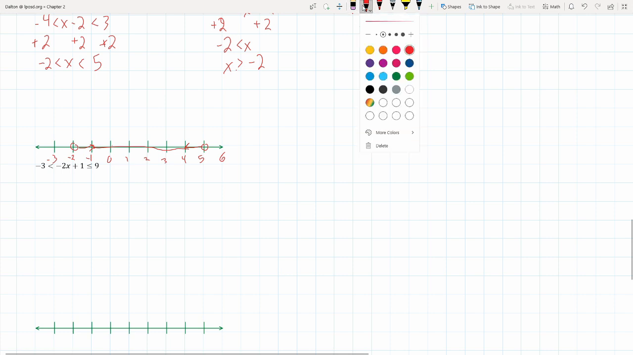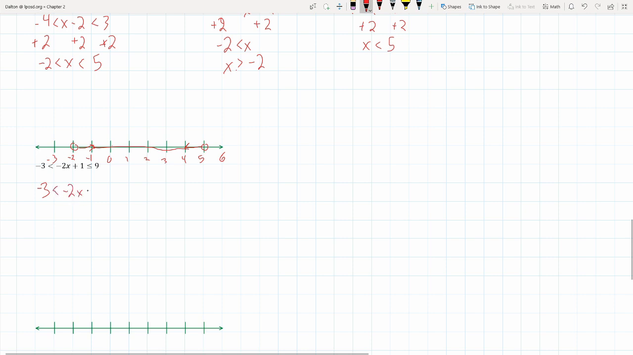So I'm going to do the next one. I have negative 3 is less than negative 2x plus 1, which is less than or equal to 9. Now again, if this just seems really confusing to you, I suggest splitting it up. So saying negative 3 is less than negative 2x plus 1, and then doing negative 2x plus 1 is less than or equal to 9. And that's totally fine.